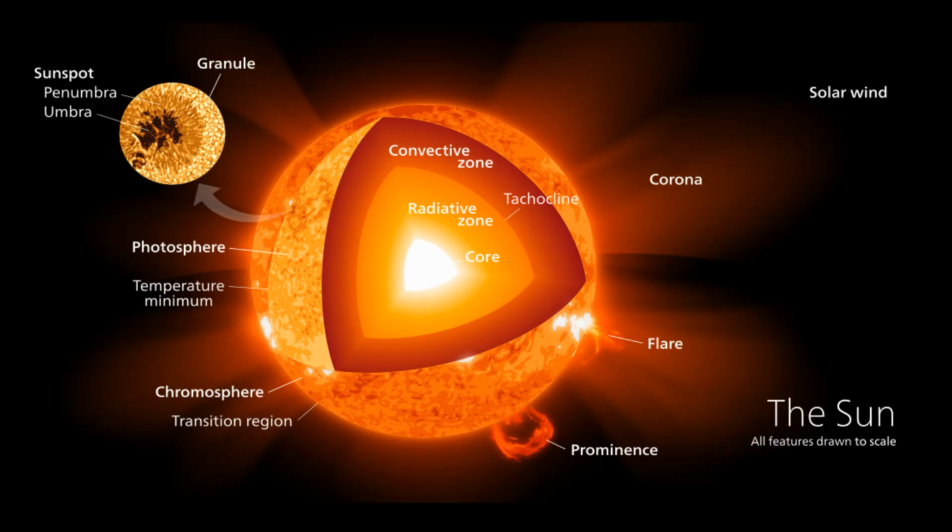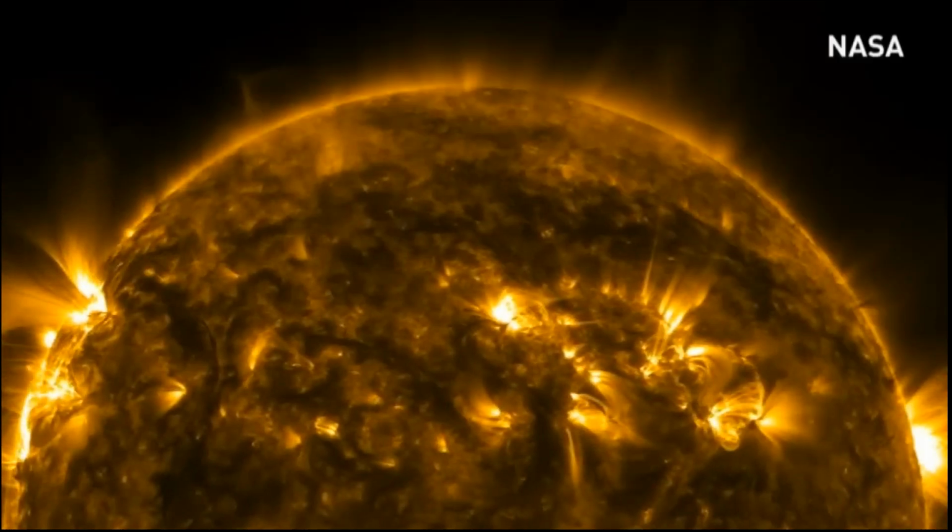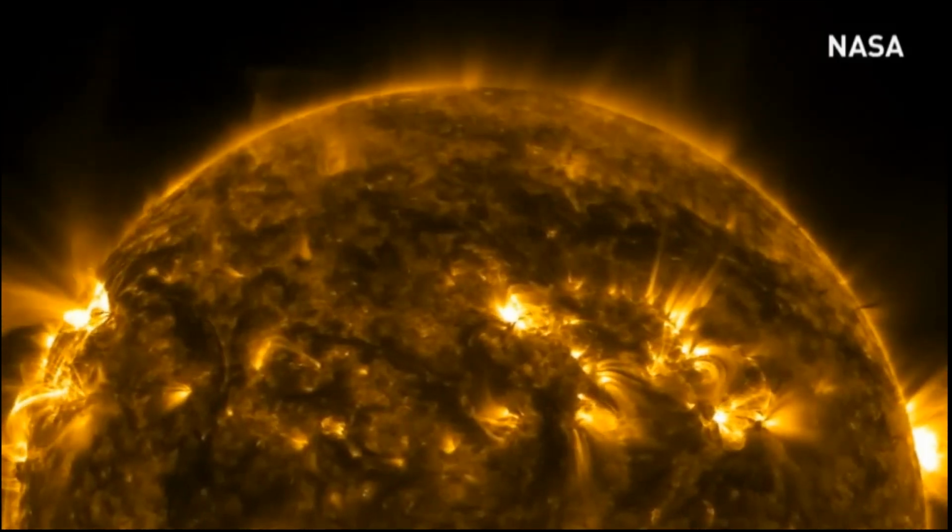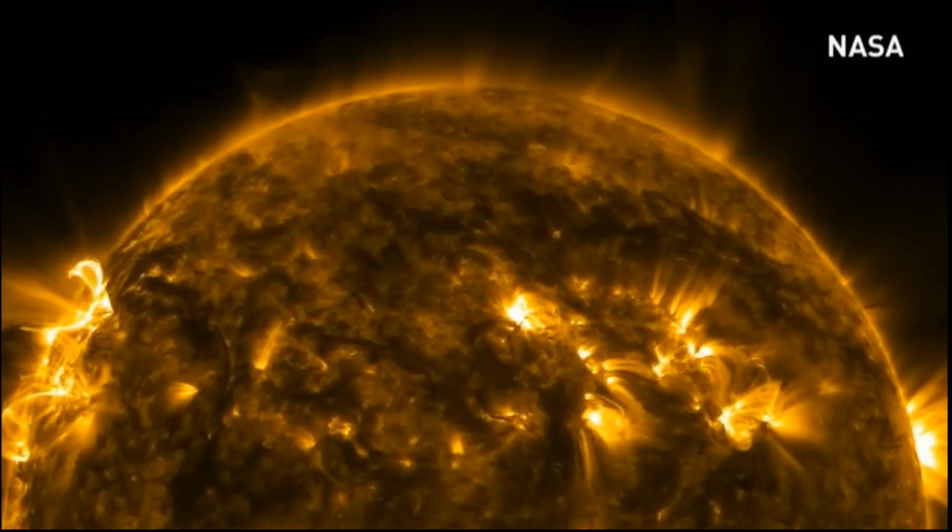The core of the Sun extends from the center to about 20 to 25% of the solar radius. It has a density of up to 150 g/cm³, about 150 times the density of water, and a temperature of close to 15.7 million Kelvin. By contrast, the Sun's surface temperature is about 5,800 K.